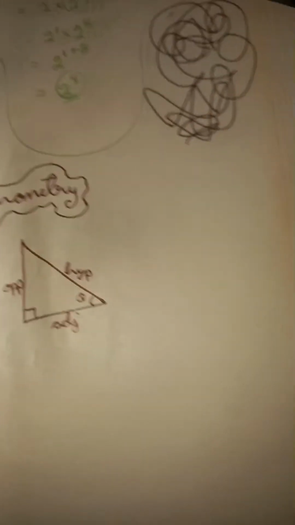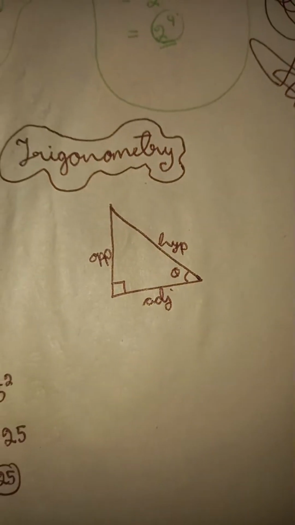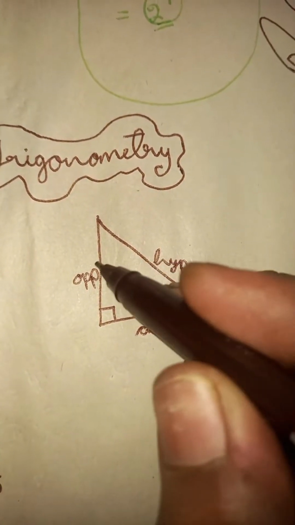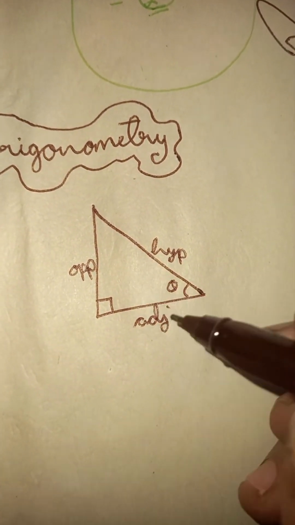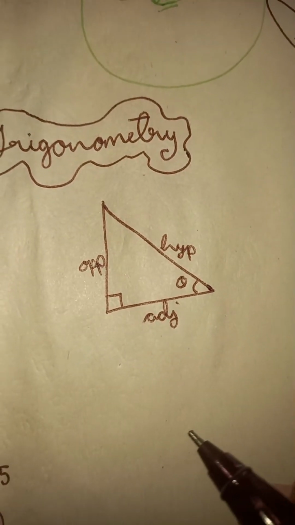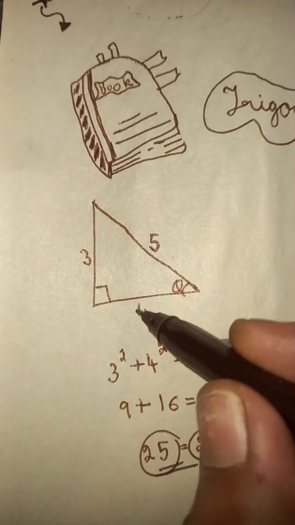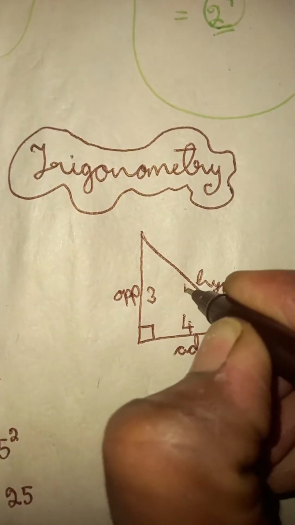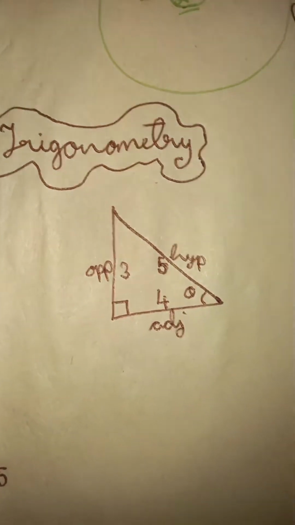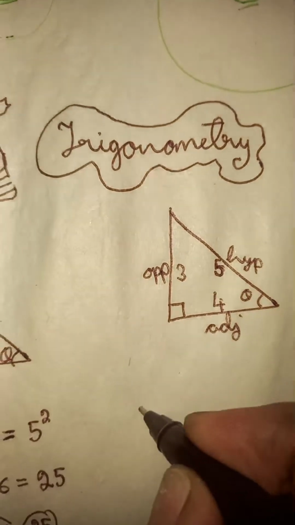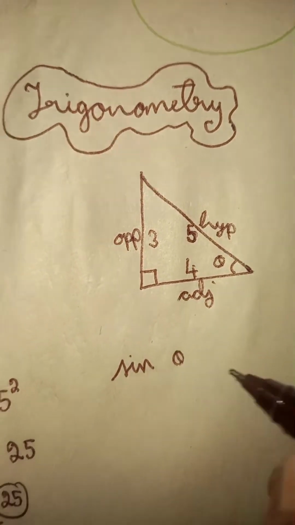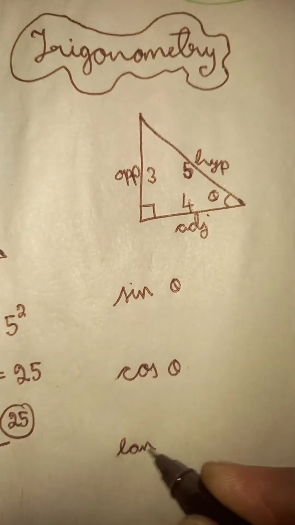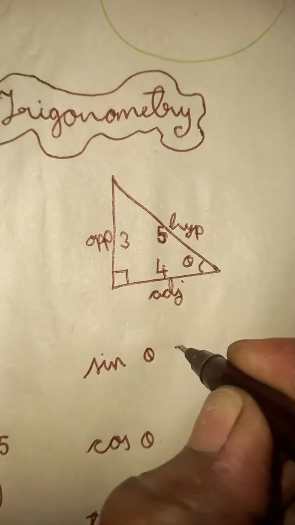Now the actual trigonometry starts. Here, different ratios are going to make different trigonometric ratios. If you take the same example, 4, 3, 5, adjacent will be 4, opposite will be 3, and hypotenuse will be 5 units. You can start to find three ratios, that is sine, cos and tan of theta. Sine theta, cos of theta and tan of theta.